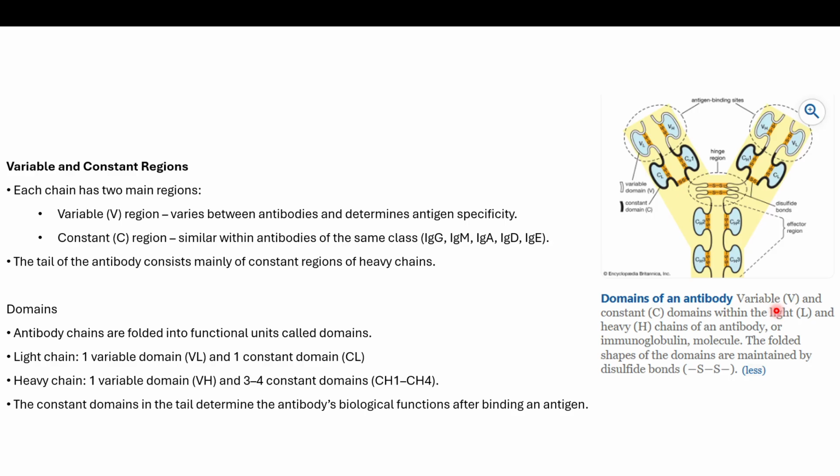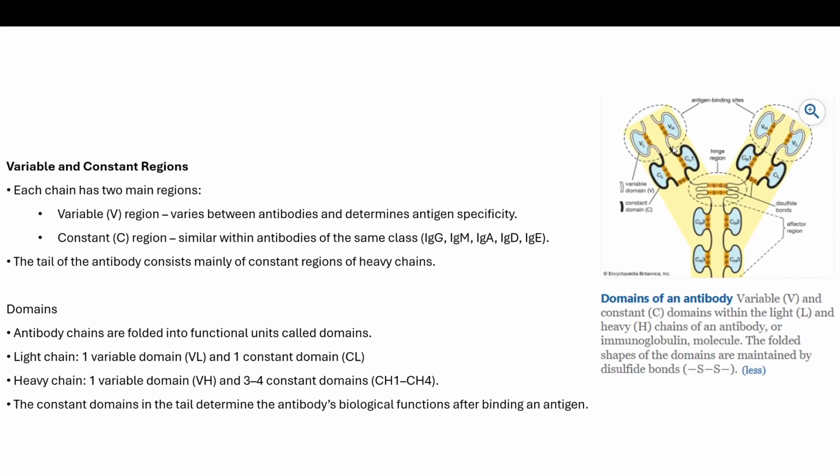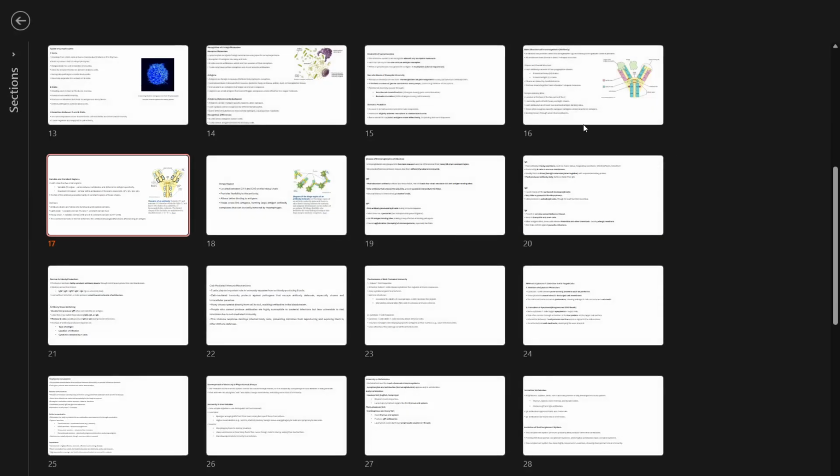So these are the variable and constant domains within the light and heavy chains of an antibody or immunoglobulin, and the folded shapes of the domains, these ones. You see the foldings here. There are disulfide linkages everywhere between the chains, between the light and the heavy chains, and between two heavy chains as well. However, in between, these are the foldings of the domains, right? The shapes of the domains are actually maintained by the disulfide linkages.